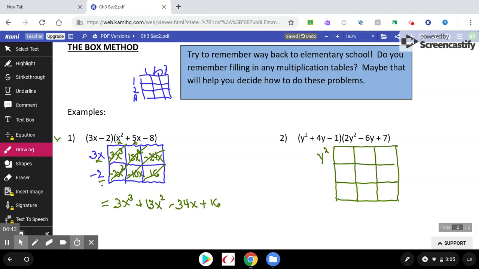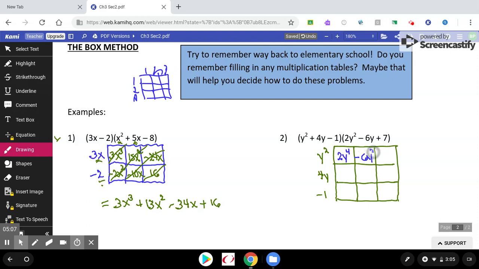So I got a y to the second in that first one. I got a 4y in the middle. I got a negative 1 on the end. So it's just a matter of me multiplying the stuff out. Alrighty. So y squared times 2y squared. Add the exponents, I get 2y to the fourth. y squared times negative 6y to the third.